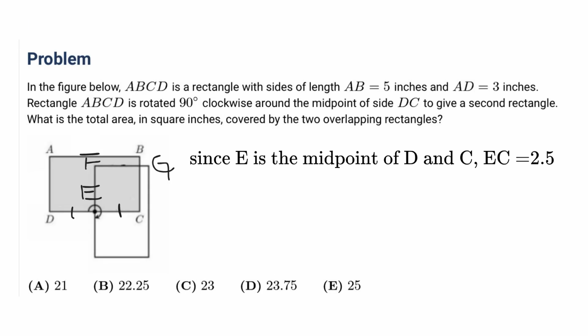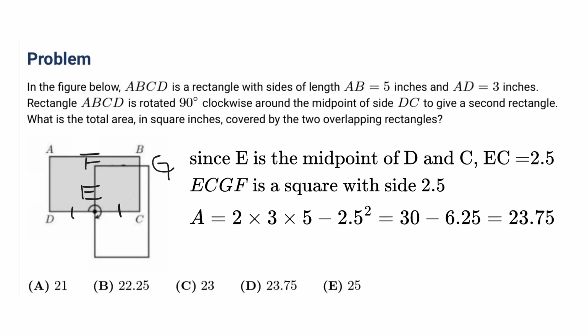Since it is rotated, we can find that E is the midpoint of D and C. Since quadrilateral EFBC is a square, we can easily find the area of the shape by adding the areas of the rectangles and then subtracting the overlapping square to find the answer of 23.75.